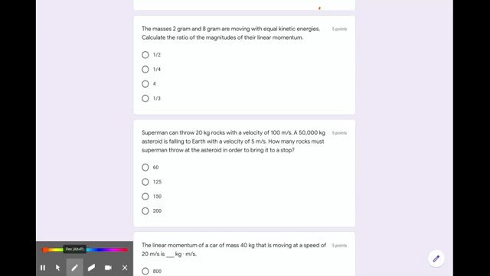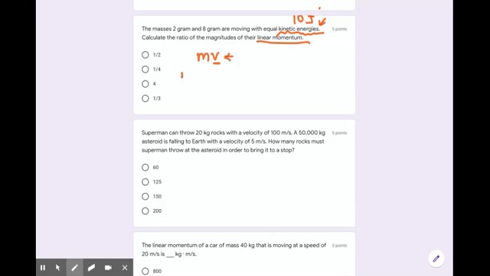So, the best way to do this is to assume how much kinetic energy you have. Okay? I would just assume the kinetic energy you have, or both have, is 10. In order to find the magnitude of their linear momentum, it is m times v, right? So we need to find v in order to find momentum. How do we find v? We find v from kinetic energy. Kinetic energy is half m v squared.